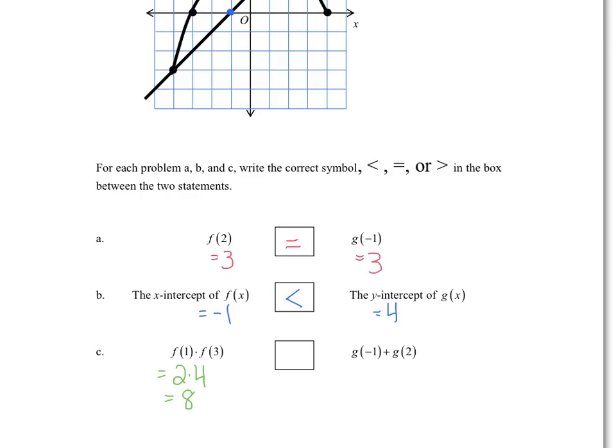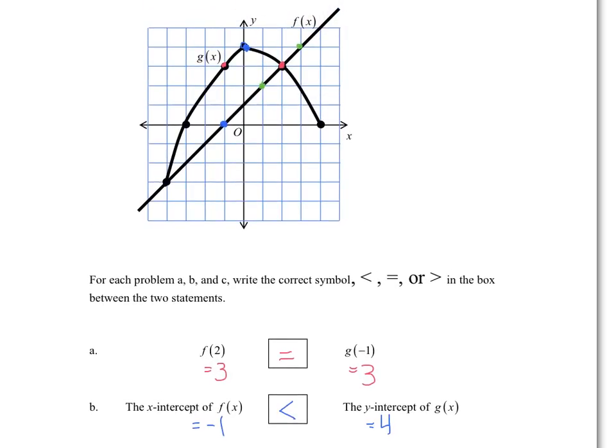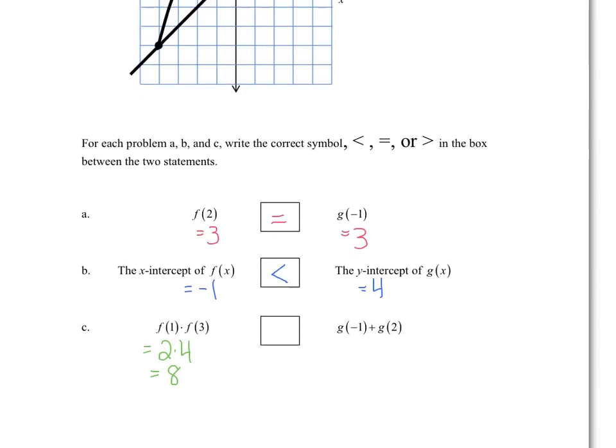On the other side of things, we have g of negative 1 plus g of 2. Well, g of negative 1 is right here, and g of 2 is right here. They both equal 3, so we're going to have 3 plus 3, which equals 6. Since 8 is greater than 6, f of 1 times f of 3 is greater than g of negative 1 plus g of 2.